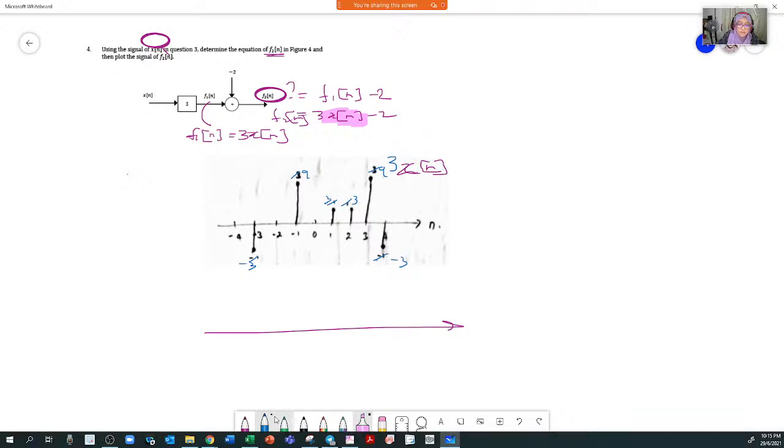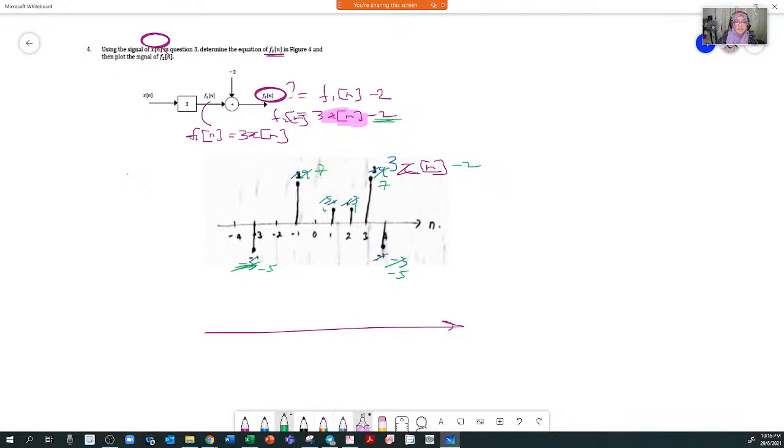Okay. And then you know that you have a shift, right? So minus 2 means that each of this graph is being shifted down. So whatever amplitude you have here, the n value is fixed, you're going to shift the amplitude down by 2. So minus 3 minus 2, you get minus 5. 9 minus 2, 7. 3 minus 2, 1. 3 minus 2, 1. 9 minus 2, 7. And minus 3, shift down, you get minus 5.